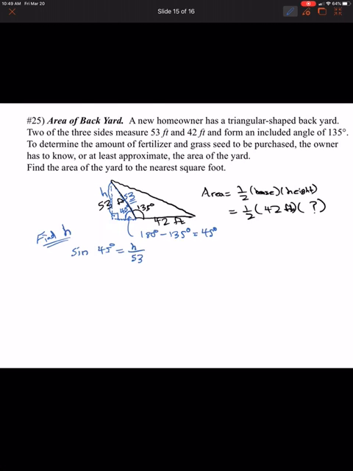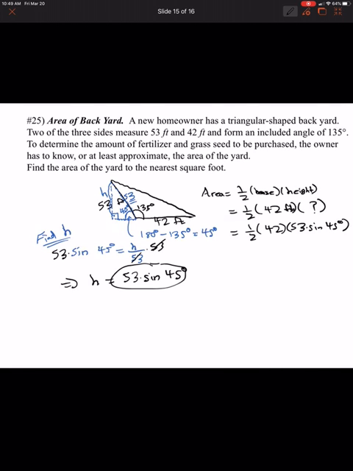So let's go ahead and solve for h. We need to get rid of the 53 down there in the denominator, so we'll multiply both sides by 53. As we do that, we get h, our height, equal to 53 times the sine of 45 degrees. So there's the height of this triangle. Back to our area: 1/2 times base, 42, times height, which is 53 times the sine of 45 degrees.